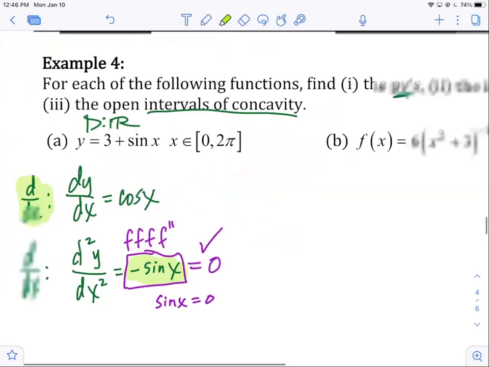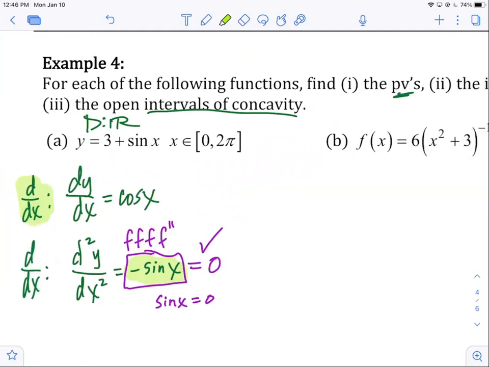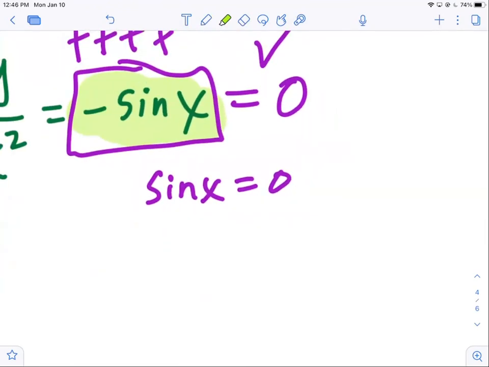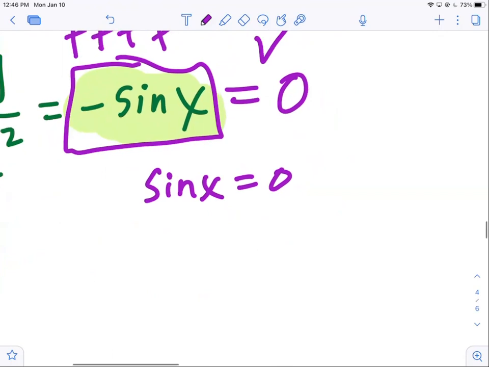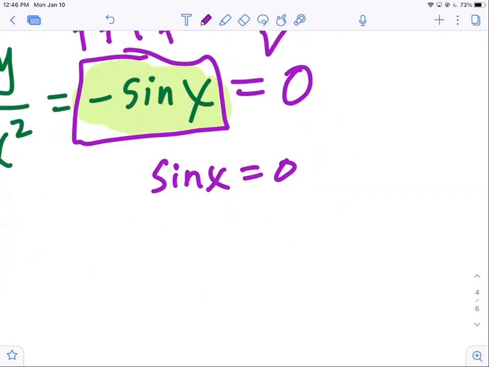But now, let's see. I want to know what angles in radians in one rotation on the unit circle, where's sine 0? So guess what time it is, everybody? It's unit circle time. It's almost as good as peanut butter jelly time. Where is sine equal to 0? Sine is y, right? So on the unit circle, where's the height 0?